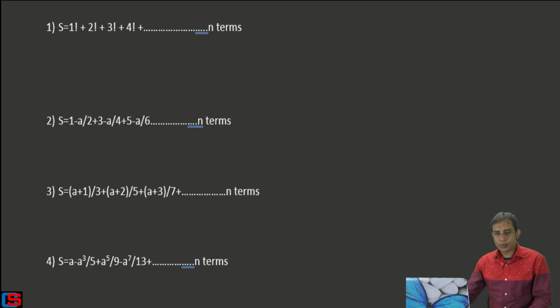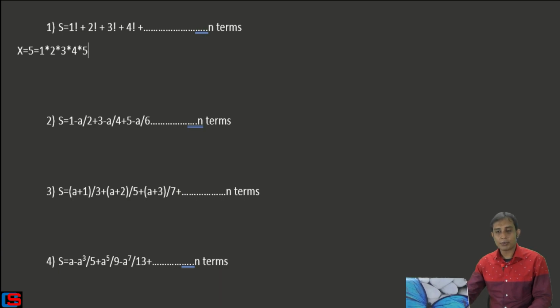Now come to the next series program, that is 1 factorial plus 2 factorial plus 3 factorial plus 4 factorial, like this. So it is the summation of factorial values starting from 1 up to n terms. And the factorial value means, suppose the factorial of 5 is equal to 1 into 2 into 3 into 4 into 5, like this.